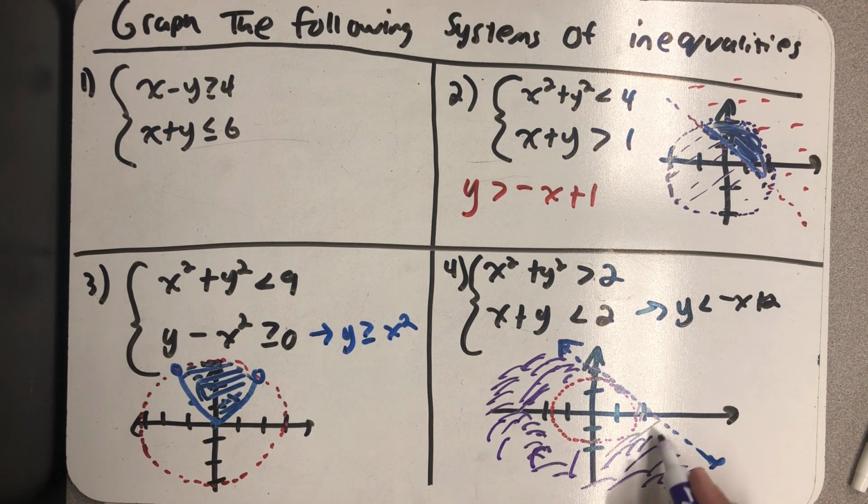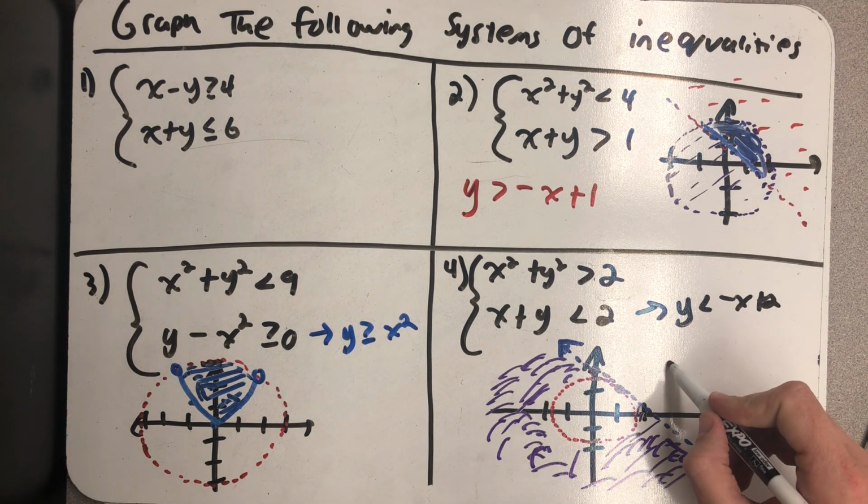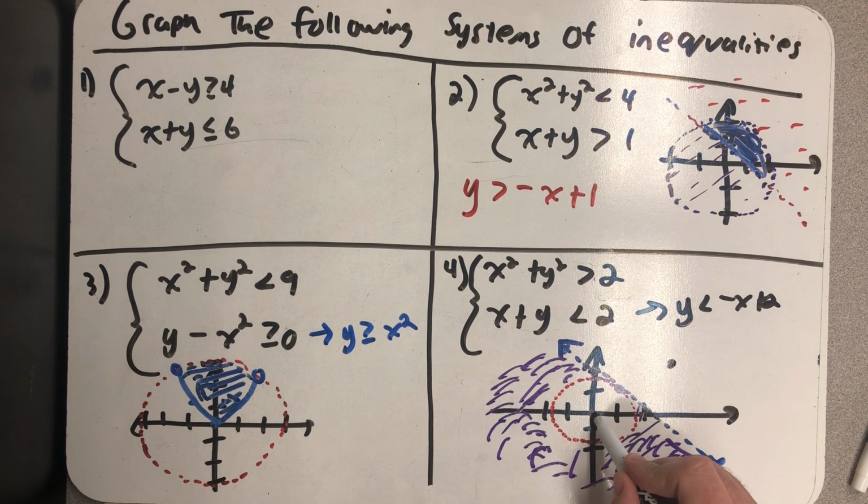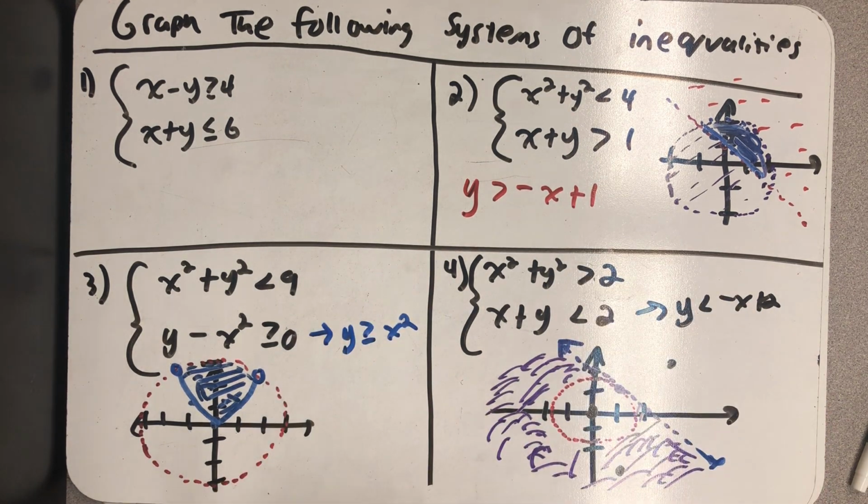And so there we have 4 systems of inequalities. And one thing we could do, if we weren't sure, I could pick a point in every region and try them in both inequalities. And only the points in purple would work in both.